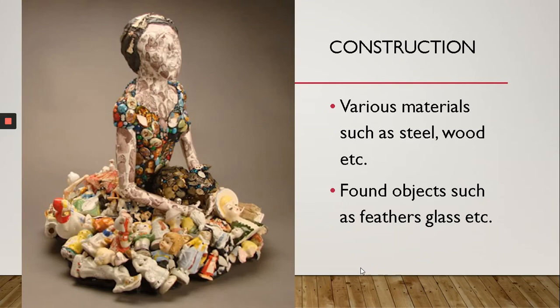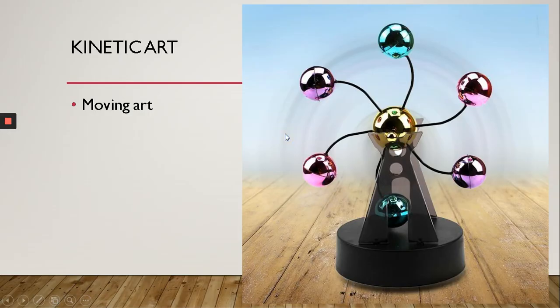So we're continuing with sculpture. Another way that you can create sculptures is through construction, so building your sculptures up with different materials, things like found objects, steel, wood. You can see the sculpture that you see here is actually built up of dolls at the bottom, and I think buttons and gemstones at the top. So you can use found objects, and that process is called construction.